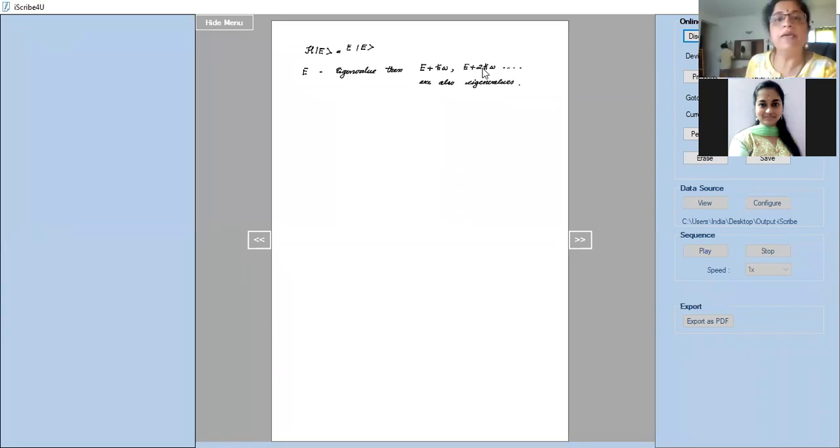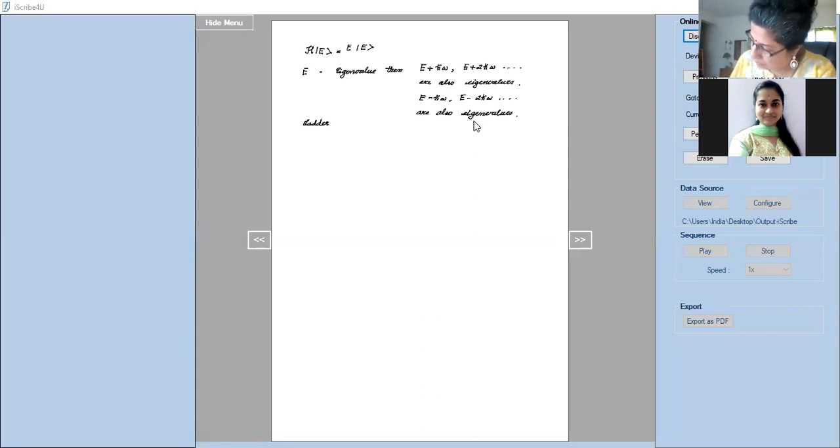Additionally, what did we realize? Just one second, I need to admit a few more people. Apart from that, we also realized that E minus h cross omega, E minus 2h cross omega, and so on are also eigenvalues. And we realize that the energy eigenstates which give those eigenvalues form a ladder.